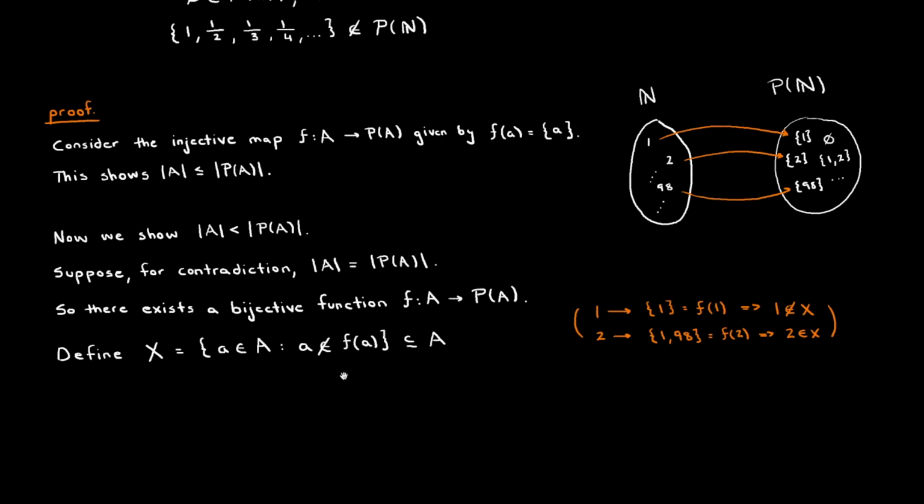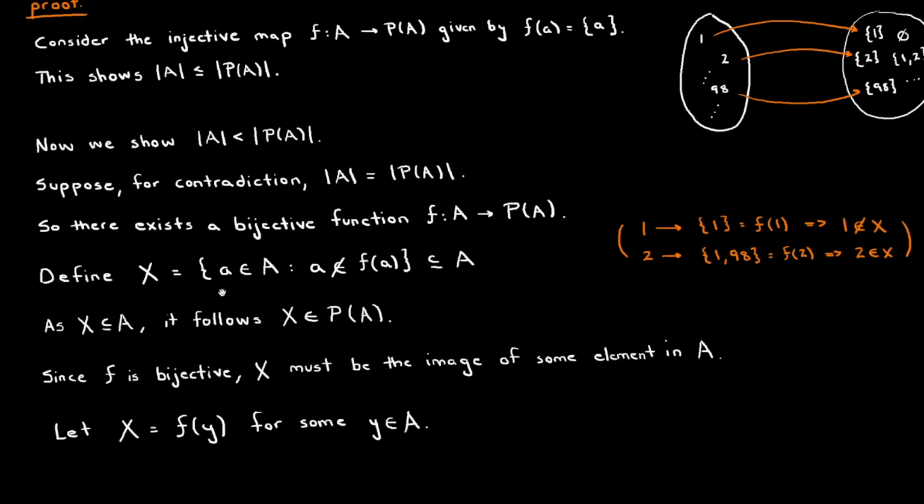This is a set of elements from A, or in our example, it's a set of just natural numbers. These are natural numbers that do not show up in their image under f. Okay, so the set X, by construction, is just a set of members from A. So by definition, it's a subset of A. Well, if X is a subset of A, then it must be an element of the power set of A, because the power set of A is the set of all subsets of A, and if X happens to be a subset of A, then it must be a member of the power set of A.